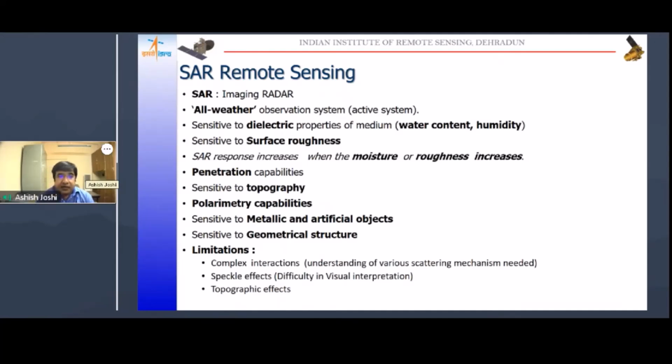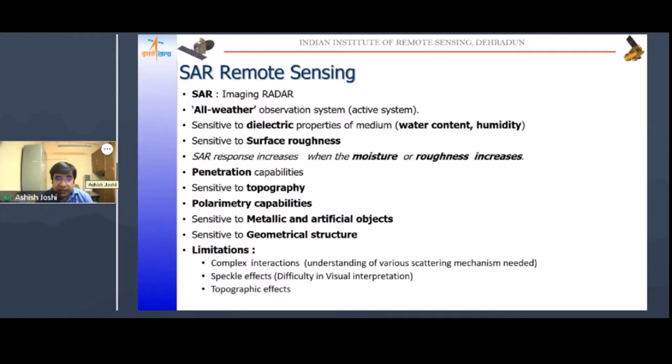detect the soil moisture from the soil, and it is sensitive to the surface roughness, and SAR response increases when the moisture or surface roughness increases. If in the soil the moisture and roughness are higher, then we have a higher response in the SAR image. Means in the SAR image that object will appear as a bright object.